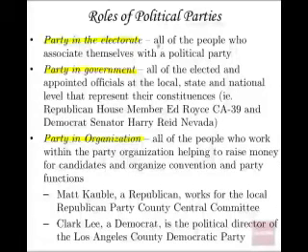Party in the electorate is basically all the people who associate themselves with a political party. So if I were to ask you, are you a Republican or Democrat? And you say, oh, I'm a Democrat, or you say, I'm a Republican, then you get a sense of, well, you belong to that party. Now, you don't necessarily have to be a registered Republican. This is more the idea of whether that area is more of a Republican-leaning district, or more of a Democrat-leaning district.